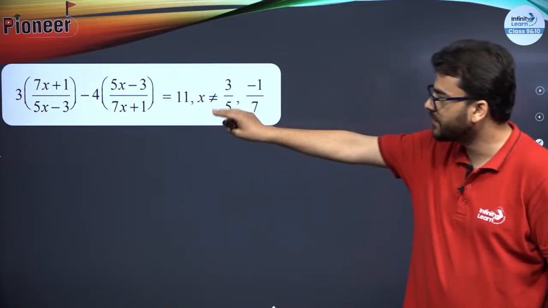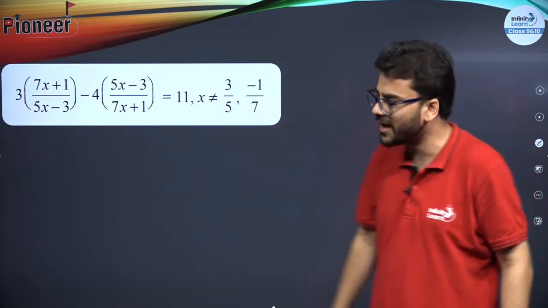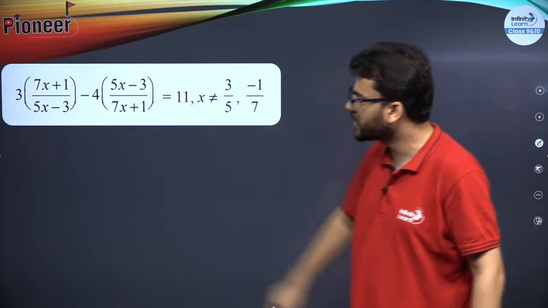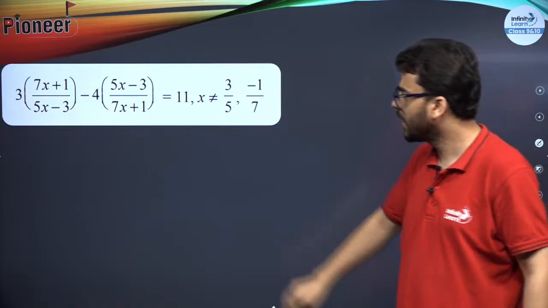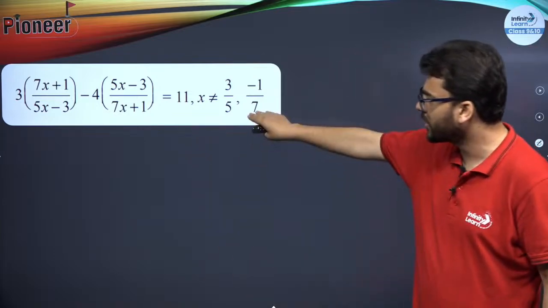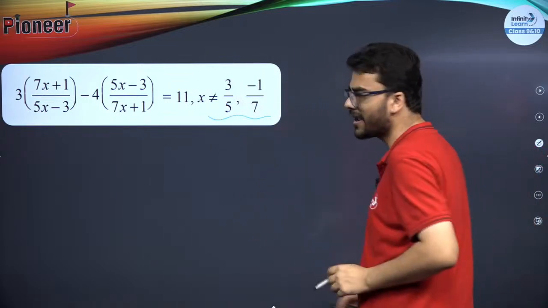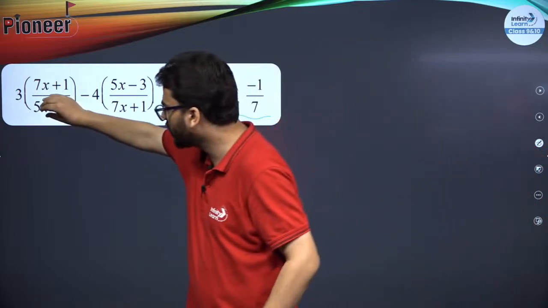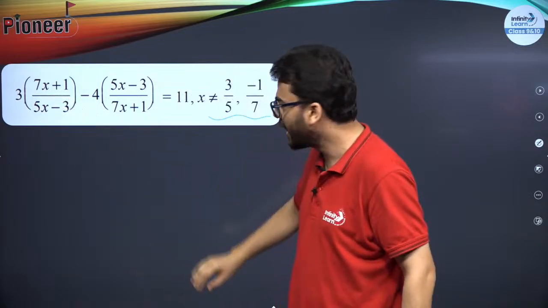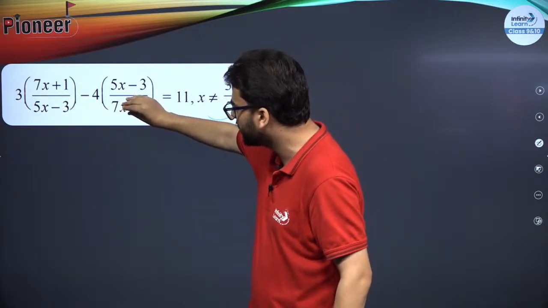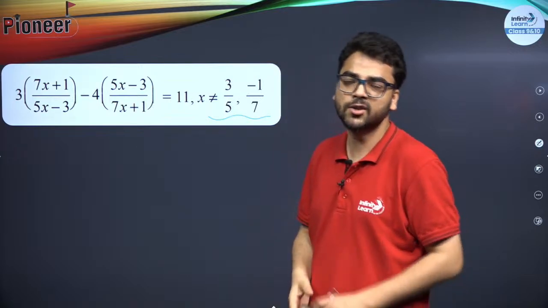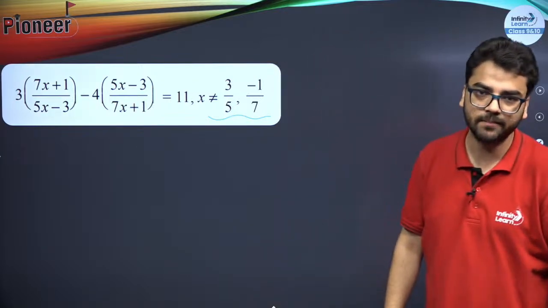So it is 3 into (7x + 1)/(5x - 3) minus 4 into (5x - 3)/(7x + 1), that is equal to 11, and x is not equal to 3/5, not equal to -1/7, because if you take x equal to 3/5, the denominator will become equal to 0. And if you take x equal to -1/7, this denominator will be equal to 0. So therefore denominator cannot be 0, right?